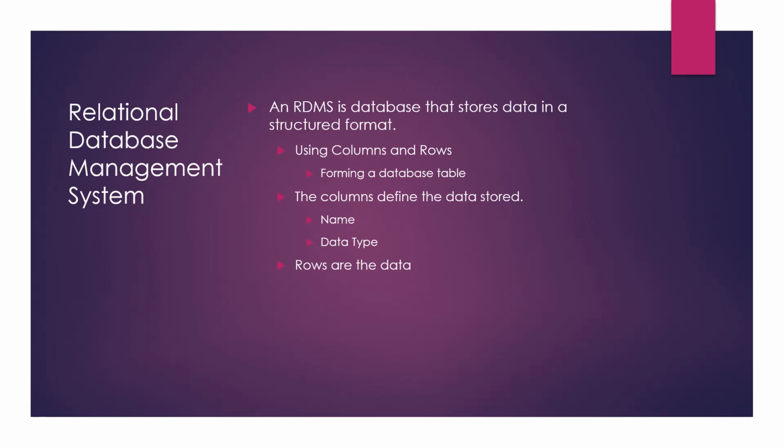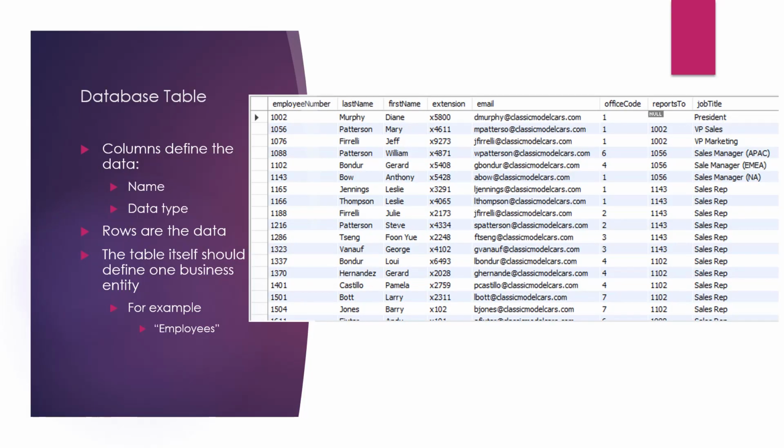So from a very general idea of what a database is, just being a persistent store of information that allows us to quickly access it, to a very specific type, the Relational Database Management System. An RDMS is a database that stores data in a structured format. It's very formal. It uses columns and rows to form a database table, not unlike an Excel spreadsheet. The columns define the data stored, the name of the data column, and the data type stored there, with rows forming the data. Here's an example of a database table.